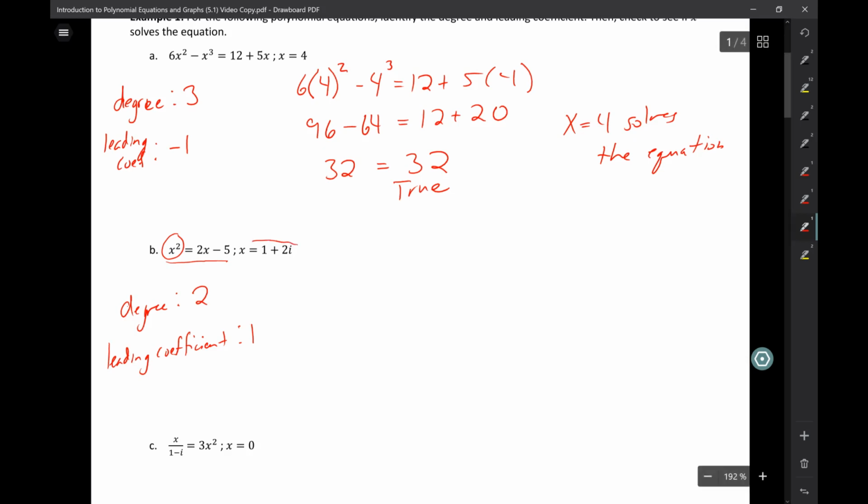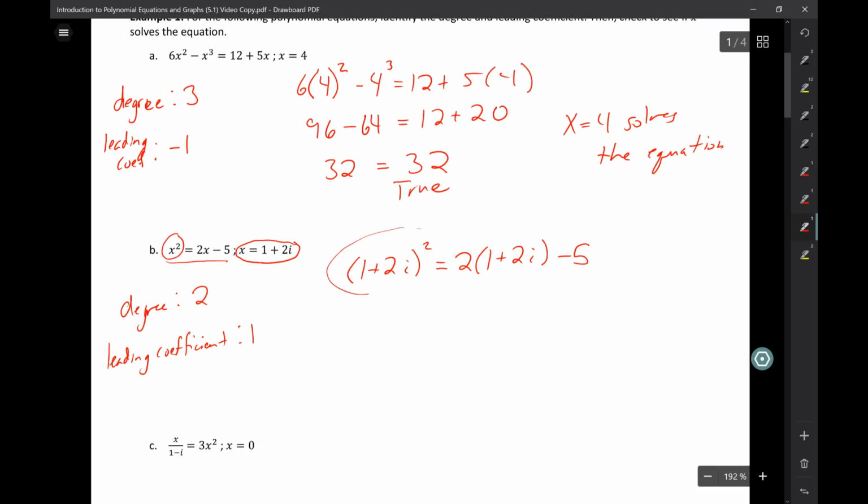Now they want you to find out if 1 plus 2i will solve the equation x squared minus 2x minus 5. Therefore, everywhere you see an x, we're going to substitute in 1 plus 2i. So we have 1 plus 2i squared equals 2 times 1 plus 2i minus 5.